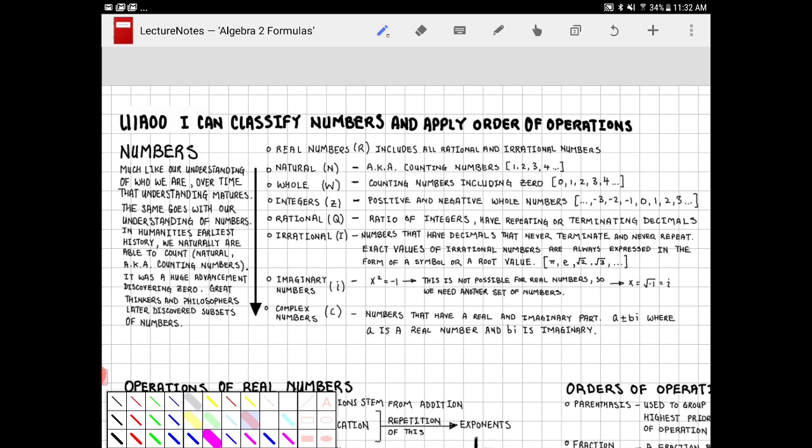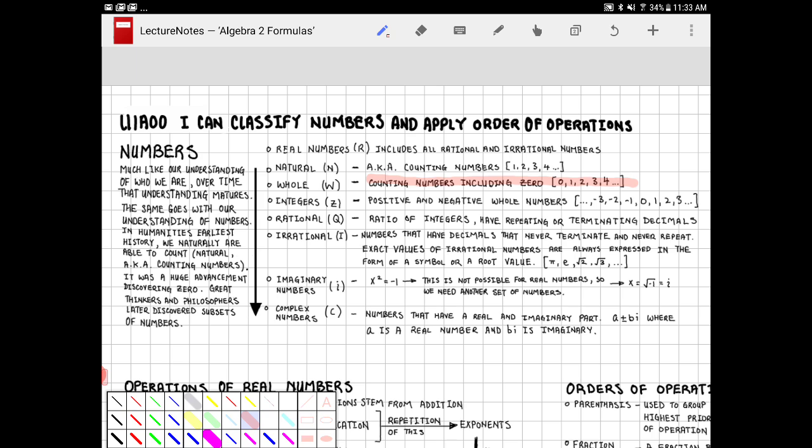So which is why, after we understand that zero is actually a vital part of the number system, we gave that a new classification. We call this number set whole numbers. So any whole number including zero, we classify as whole numbers.